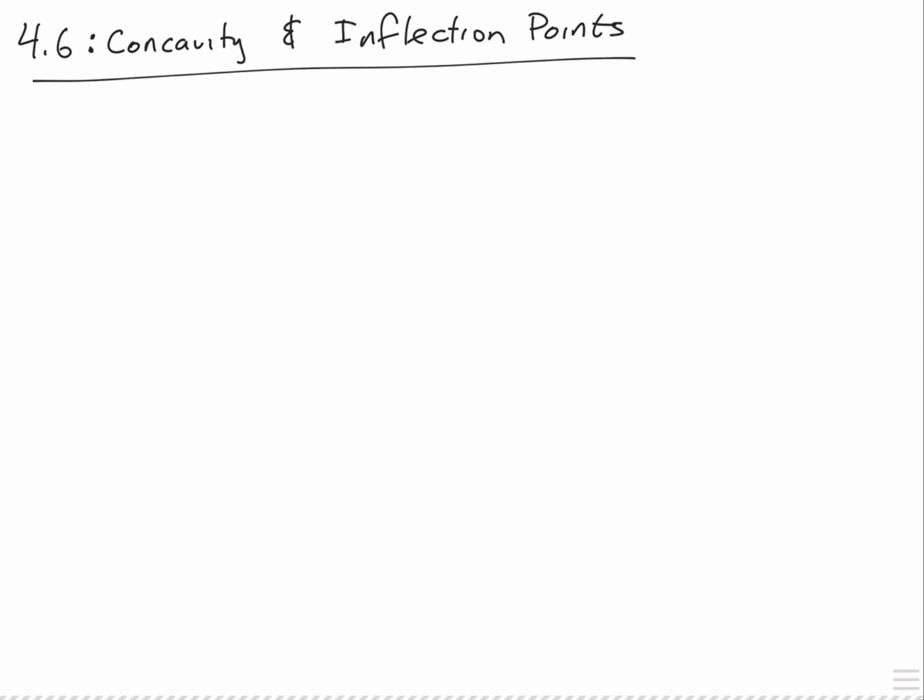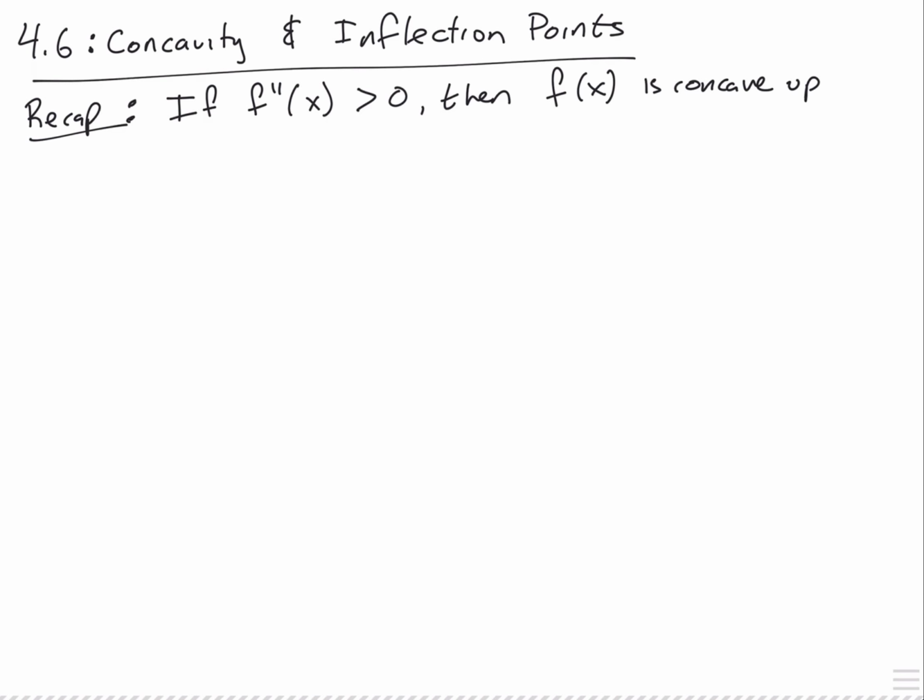So let's recap what we know about concavity and inflection points. We already know that if the second derivative is positive, then what does that tell us about the function? You're thinking of the second derivative test. Right, but we're just talking in general. If the second derivative is less than zero, then f of x is concave down.